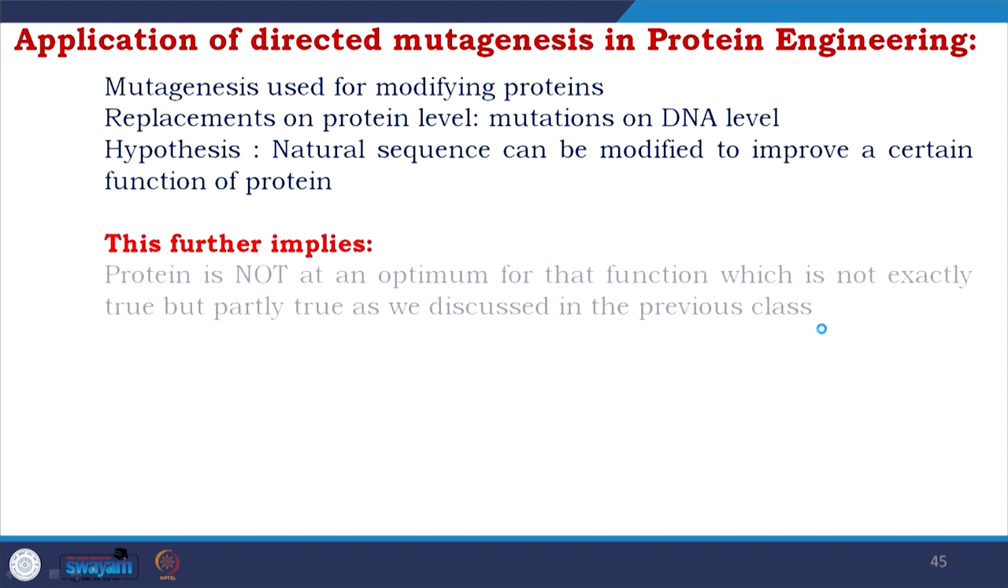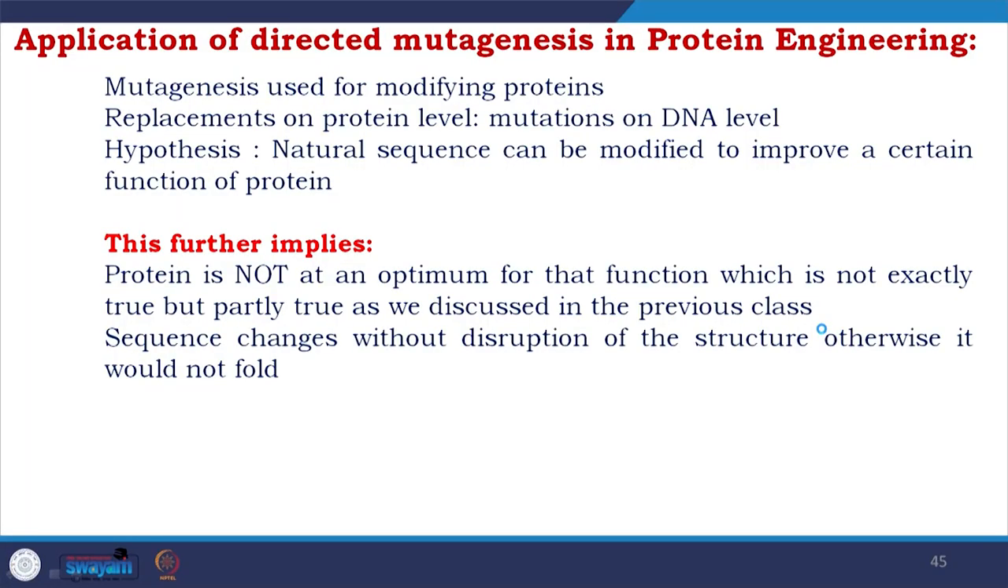This further implies the protein is not at an optimum for that function, which is not exactly true, because as we have explained at the initial level, for a protein or an enzyme, it is not that nature didn't make the smartest one. Nature sometimes puts in restrictions, because the restriction is critical for maintenance of life. Sequence changes must be made without disruption of the structure, otherwise it would not fold and we would not get the protein.